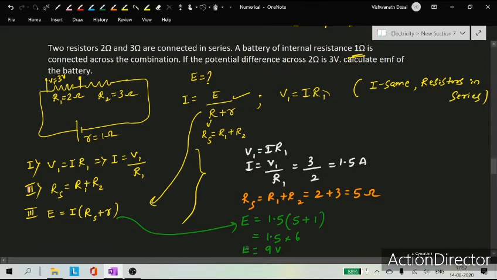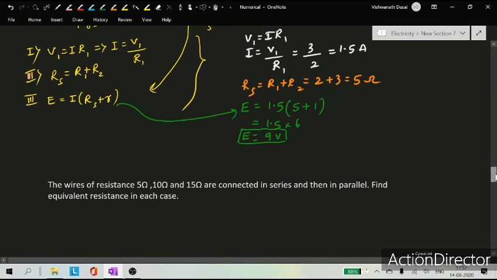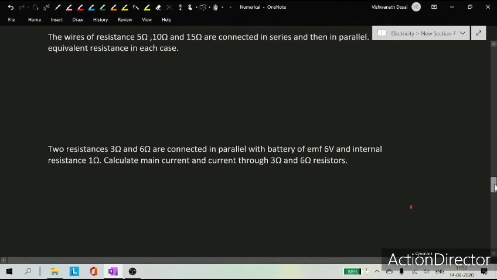If you miss the unit also, you will lose 1 mark. So this is the final answer. You can put the answer in a box, that is better. Immediately the evaluator can see it. Okay. Next one. We'll see the next problem.